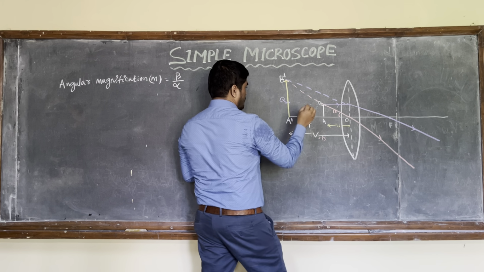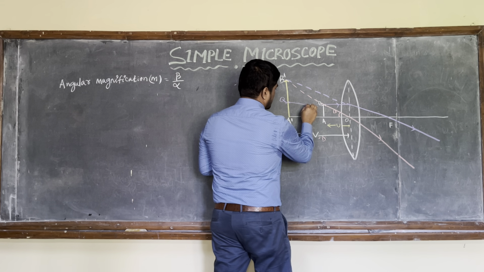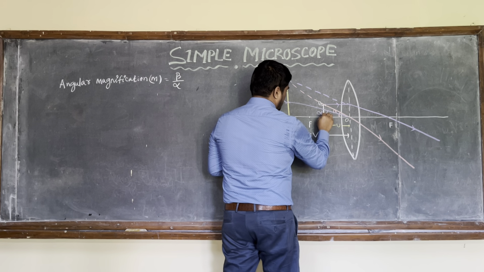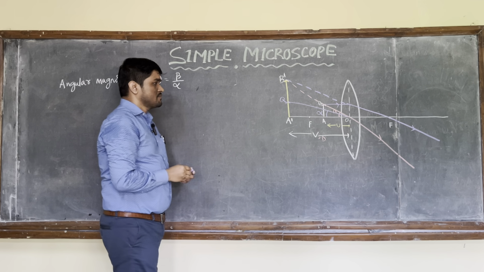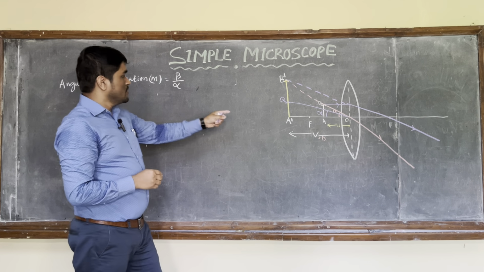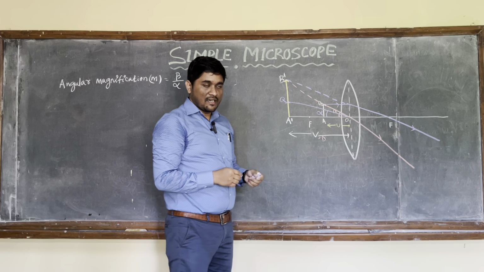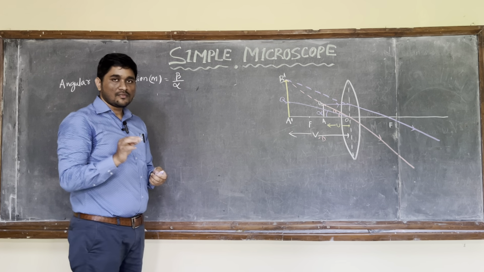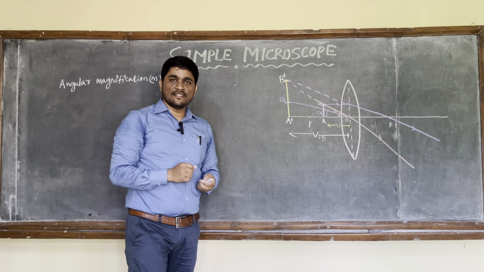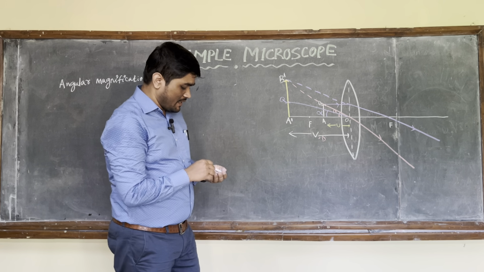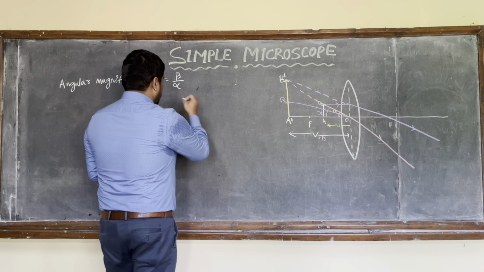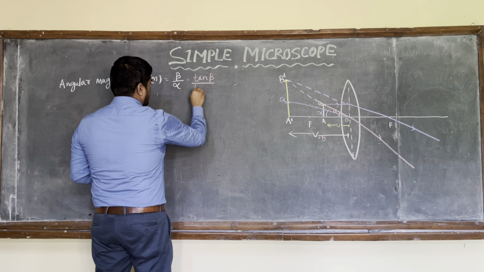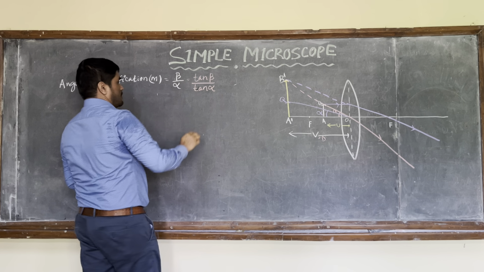Let this point be Q, and if you join this point with O, you will find an angle, and that angle will be alpha. Clear? So this is alpha and this angle is beta. So the formula of magnification is beta divided by alpha. And in ray optics, when the angle is small, you can write beta equals tan beta, and alpha equals tan alpha.